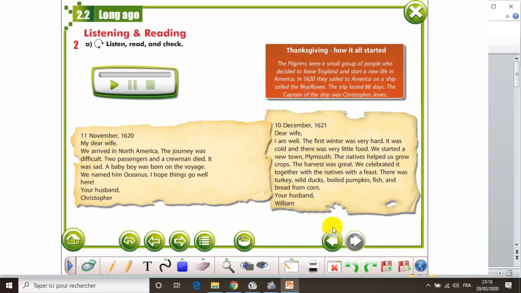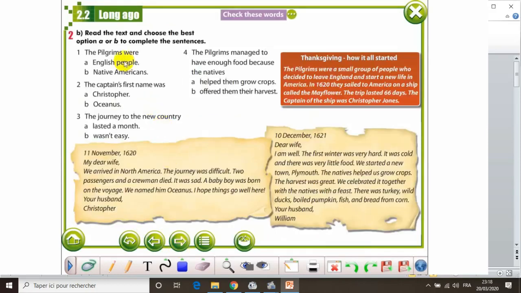Okay, you listen again, or you read again, because you have it in your textbook, page 30, and you do this. Read the text and choose the best option, A or B. Then complete the sentences. For example, number 1, let's do it. The Pilgrims were English people, Native Americans. The right answer is A. The Pilgrims were English people.